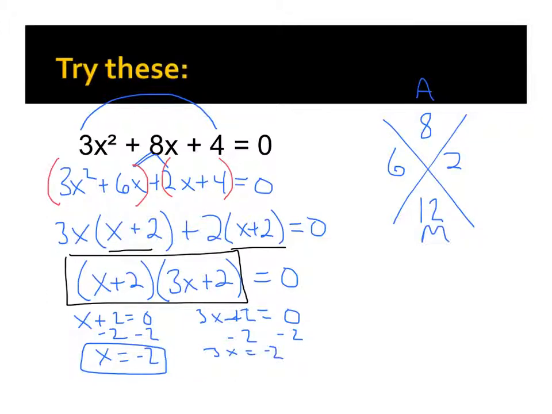So I have to divide by 3. And I'm left with x equals -2 over 3. There's my second answer. We've got our two answers here, -2 and -2/3. We are done.